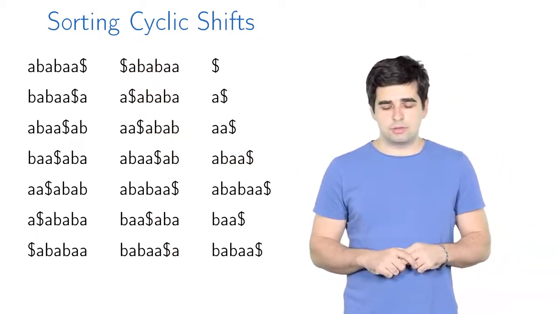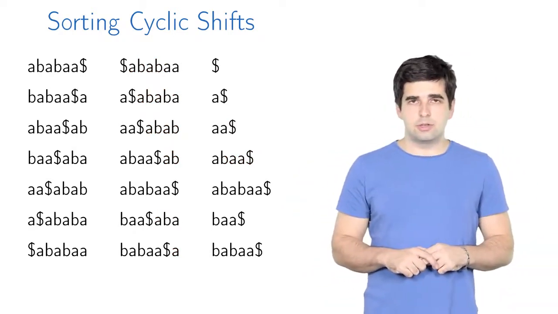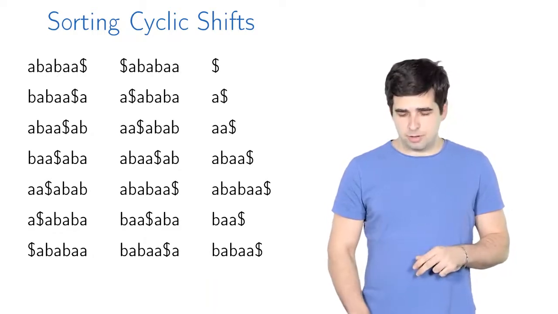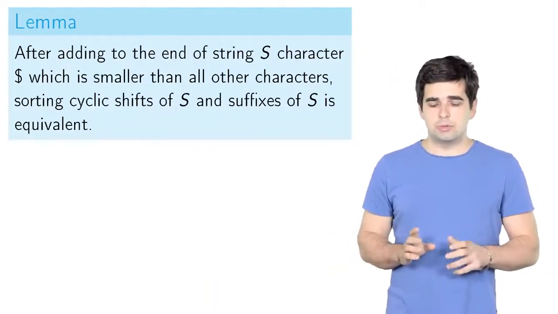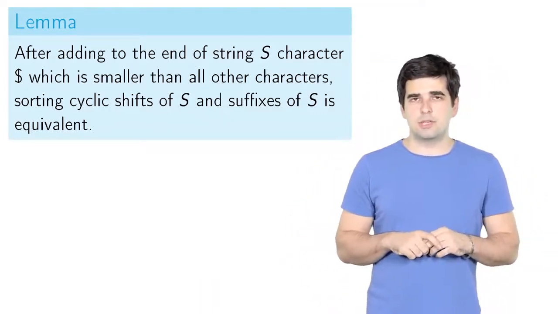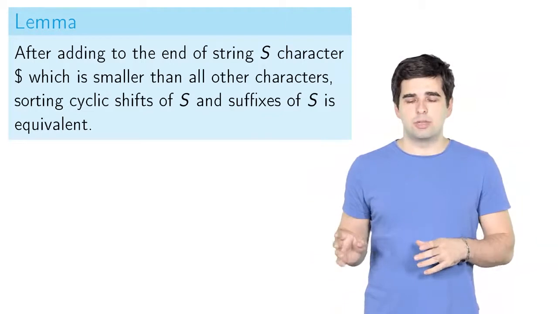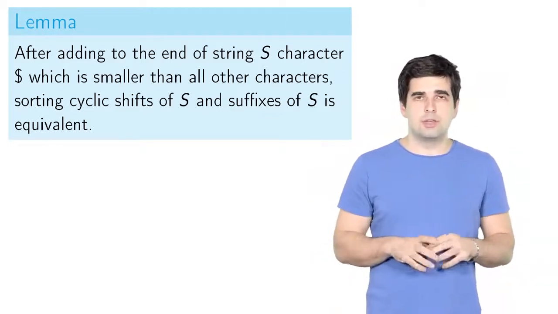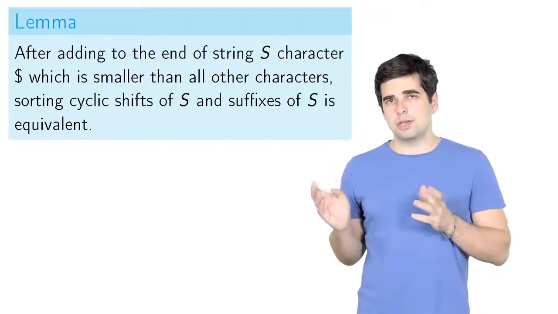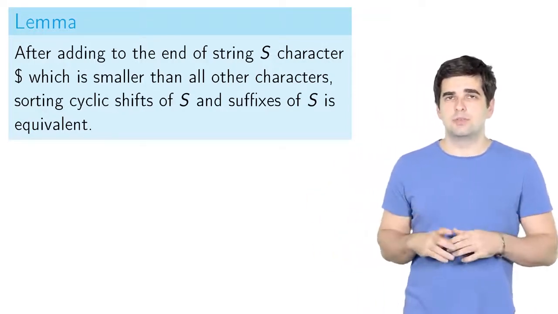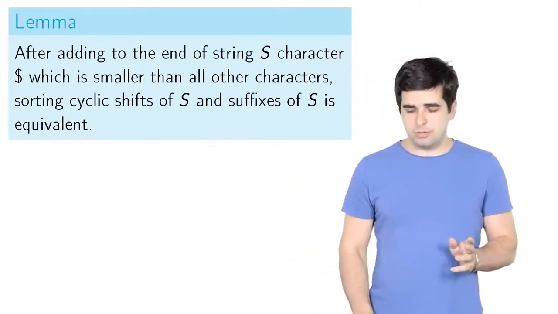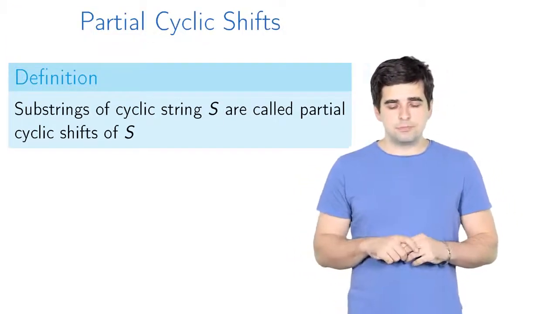All those strings in the third column are suffixes of S in the sorted order. And so this is actually always true. We have a lemma that after adding to the end of the string S the character $, which is smaller than all other characters in that string, sorting cyclic shifts of the string and sorting the suffixes of the string is equivalent. We won't prove this lemma, we'll leave this as an exercise, we'll just use it in the following.